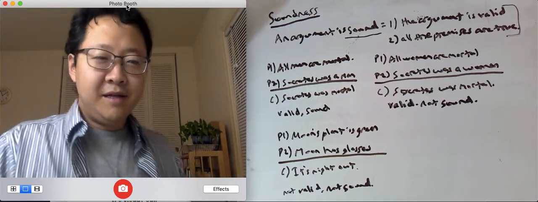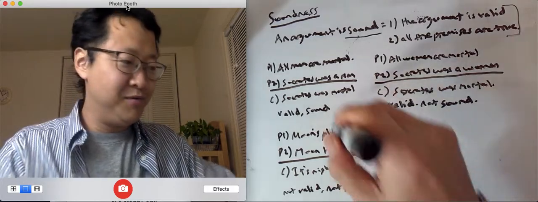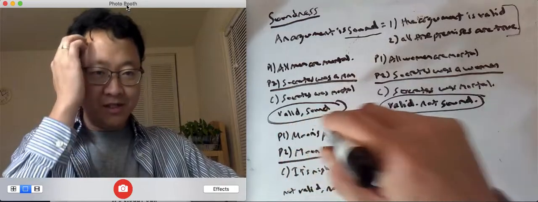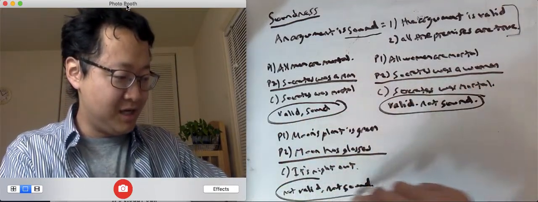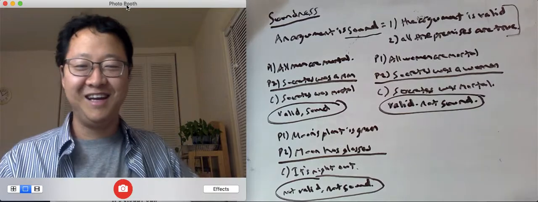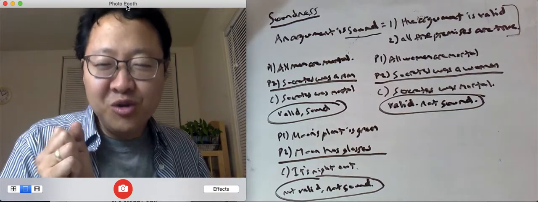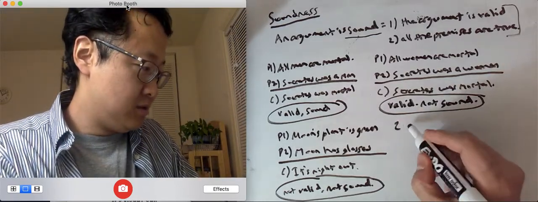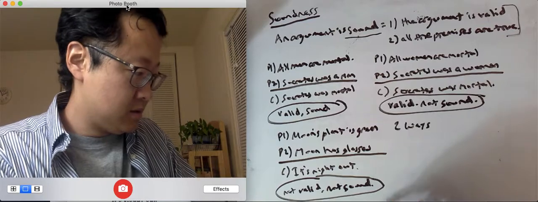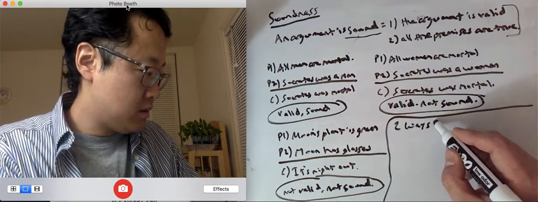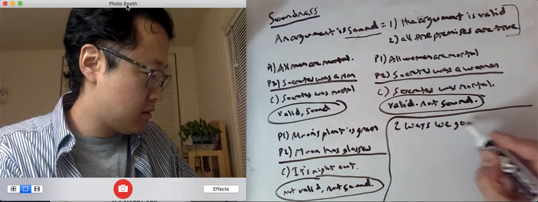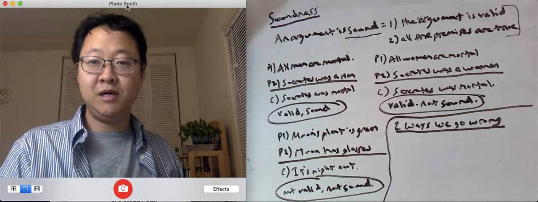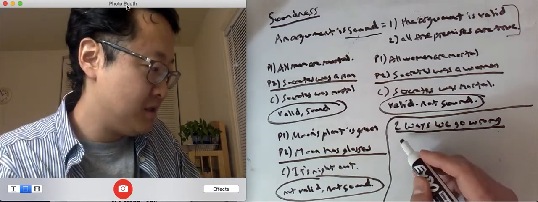Okay, now that we've distinguished these two different properties of arguments, we could have valid and sound, valid not sound, not valid not sound, but true premises. Now we can distinguish two ways we can go wrong in our thinking. Two ways we go wrong, and we can learn from this.